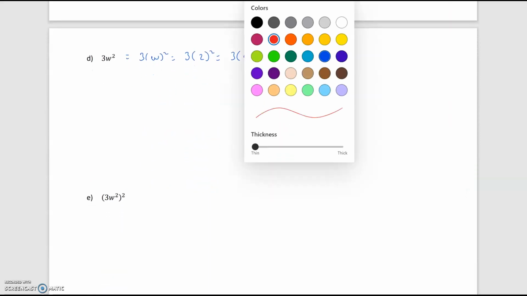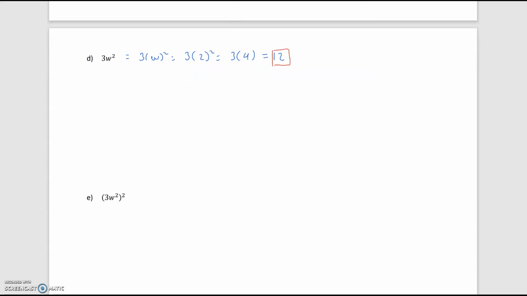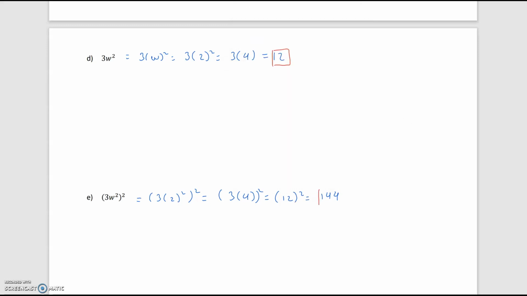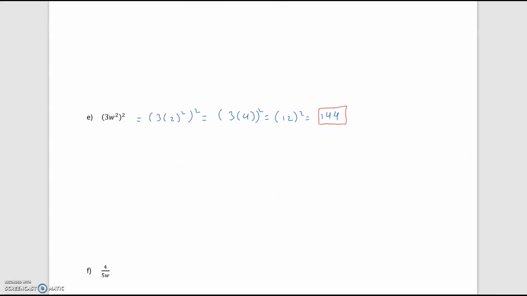Now E is going to be very similar to the previous one, except that it has another square. So let me just rewrite it. This will be 3 times 2 squared, or 3 times 4 squared, or 12 squared, or 144. That's it for E. Let's move on to F.